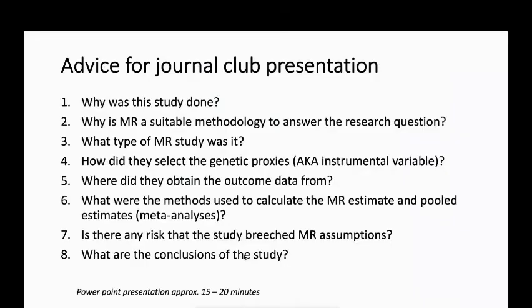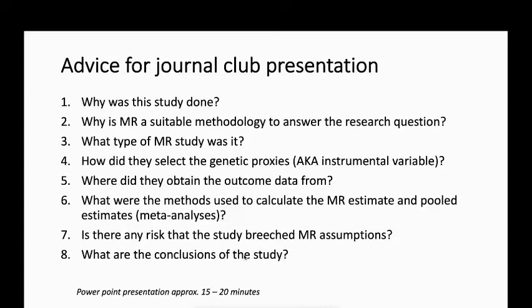So before we go to the calculations, I just wanted to give some advice for the journal club presentation. I appreciate this might be a new experience for us. Firstly, I think it's important to describe an overview of why the study was done, why this is important, and also why Mendelian randomization was a suitable methodology to answer this research question. For example, has there been no randomized controlled trial data or study done? Is the RCT data conflicting? Is it not possible to do this form of study using other methods, for example?